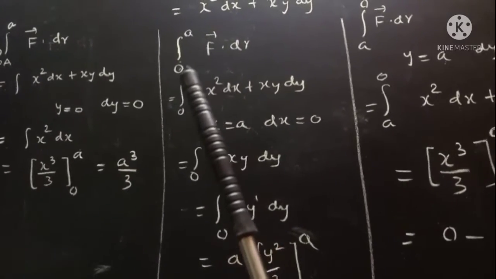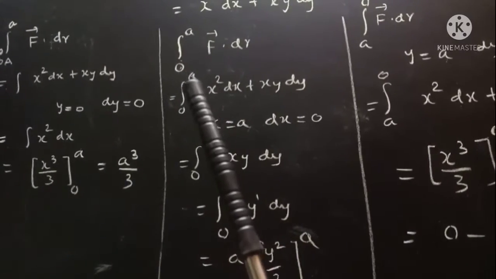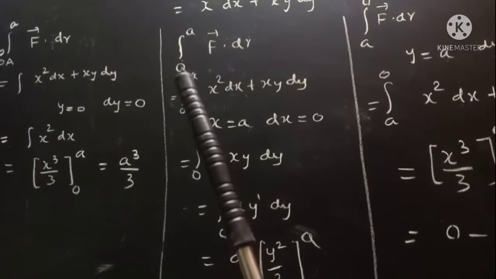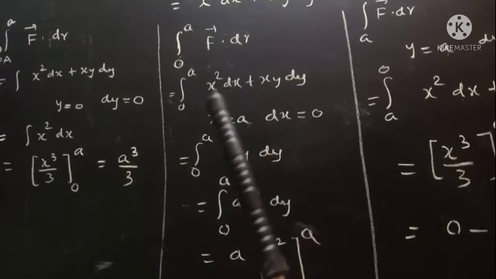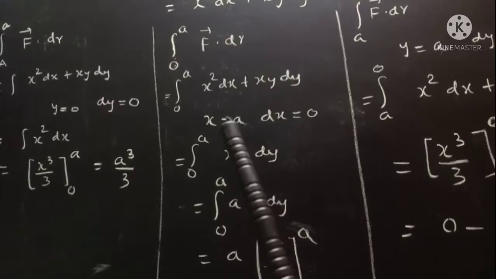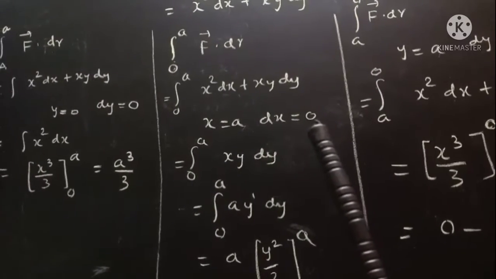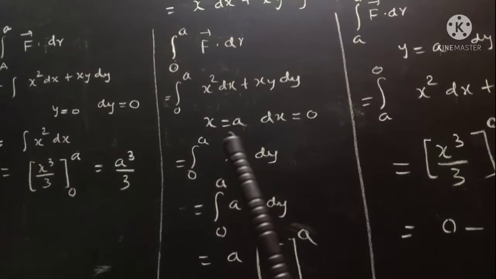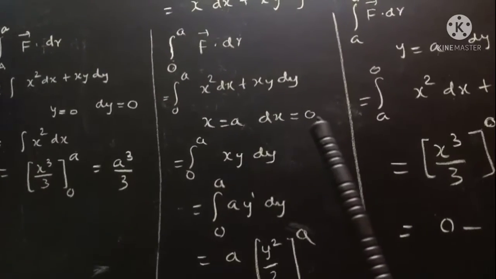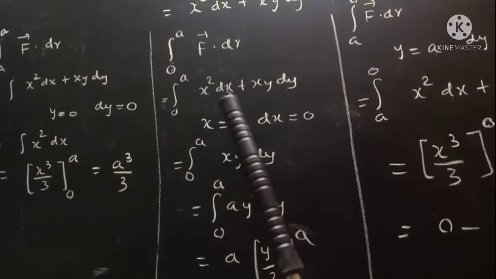Second, to find AB, the limit is 0 to a of F dot dr, that is x square dx plus xy dy. Here x is equal to a, a constant. Differentiating a constant with respect to x gives 0, so dx is equal to 0. So this term is 0.